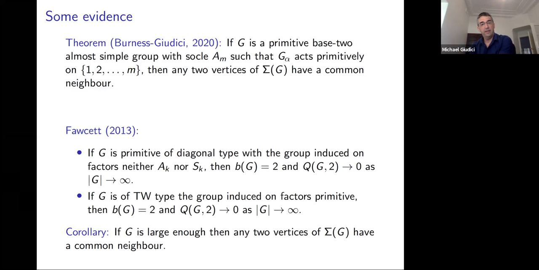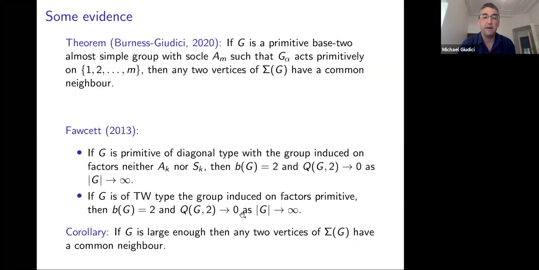So the second piece of strong evidence is actually, so this parameter Q of G2, I said this had been previously studied by various people and was often calculated when trying to show that certain groups had a base of size 2. And so, for example, Joanna Fawcett in her PhD thesis had a couple of results. If I have a primitive group of diagonal type with the group induced on factors being neither the alternating or the symmetric group, then there is a base of size 2, and this parameter goes to 0 as the order of my group goes to infinity. And similarly, if I have a twisted wreath group where the group induced on factors is primitive, then again, it's a base of size 2, and this parameter Q of G2 is going to 0. So again, as long as the order of my group is large enough, this parameter Q of G2 is going to be less than a half, and so therefore any two vertices will have a common neighbor.